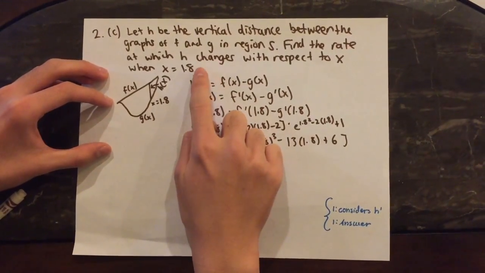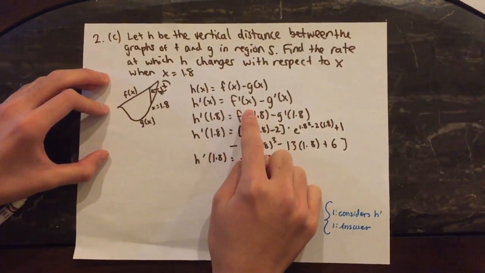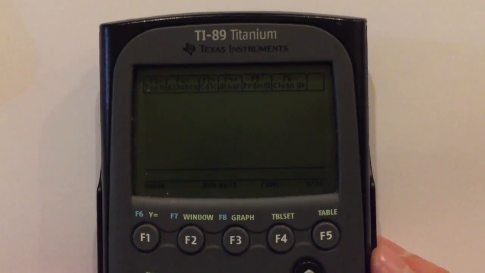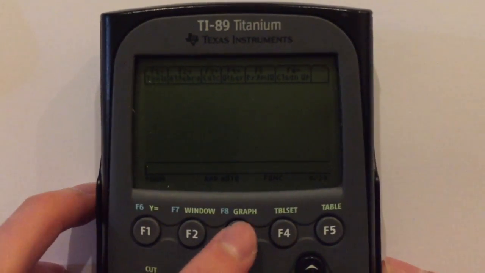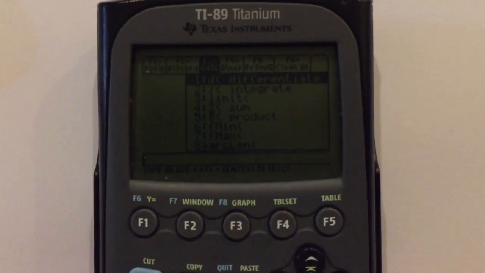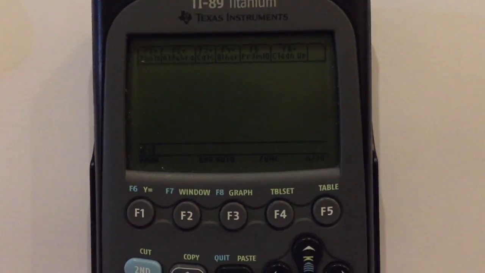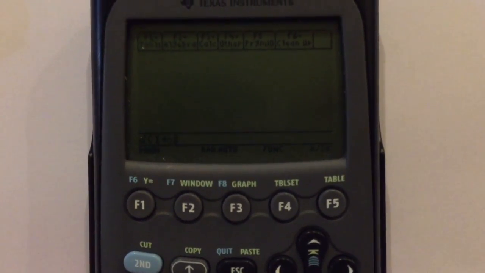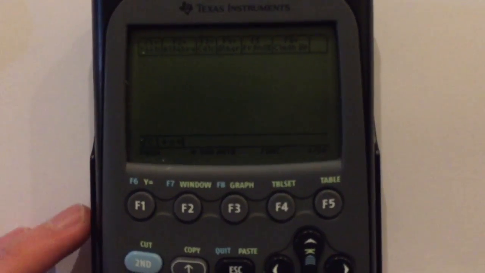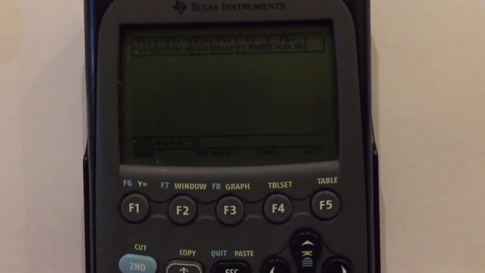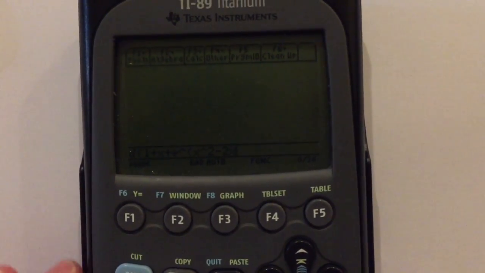So you do the derivative of both sides. h prime x is equal to f prime x minus g prime x. So now we have to find the derivative of f of x. So you want to go here and press differentiate, and we type in what f of x is, which is 1 plus x plus e to the x squared minus 2x.